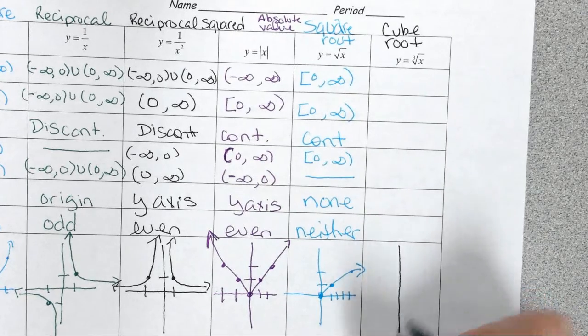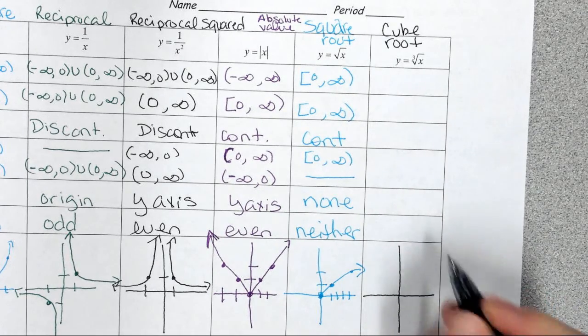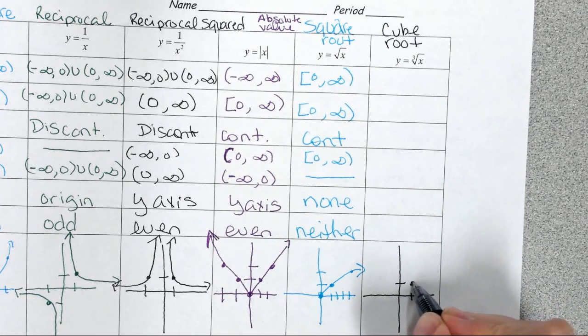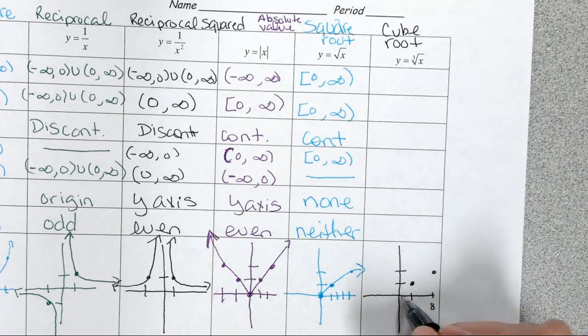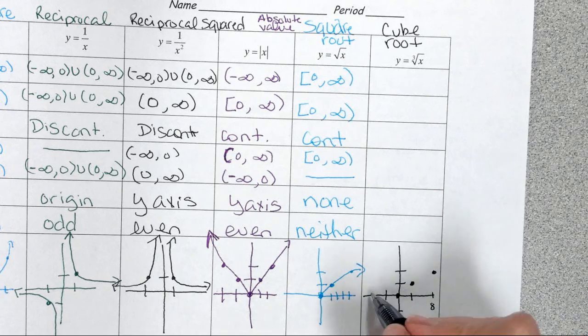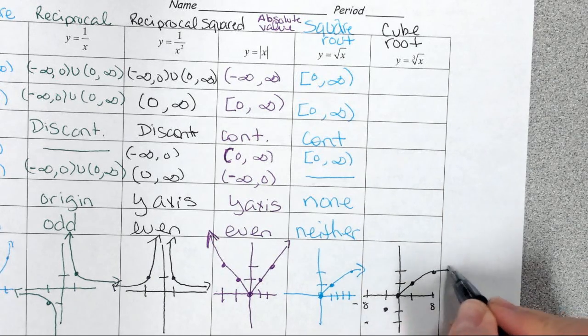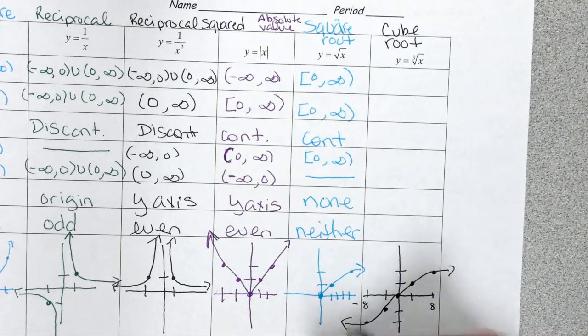Cube root. The cube root of 1 is 1. Your next perfect cube is 8, and the cube root of 8 is 2. The cube root of 0 is 0. The cube root of negative 1 is negative 1. The cube root of negative 8 is negative 2. So it kind of looks like this.